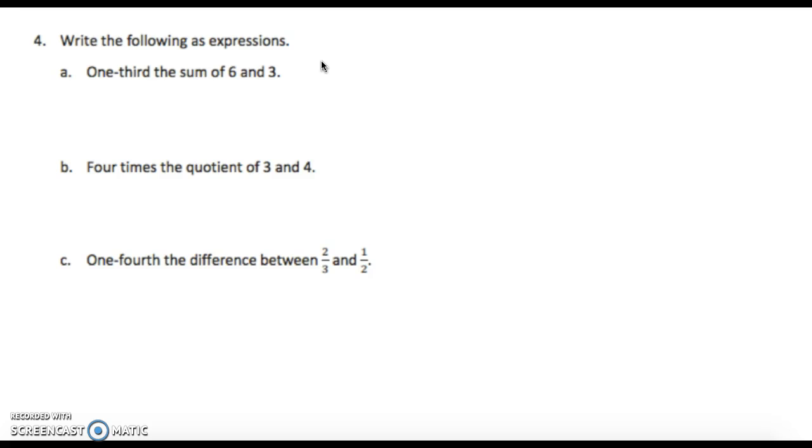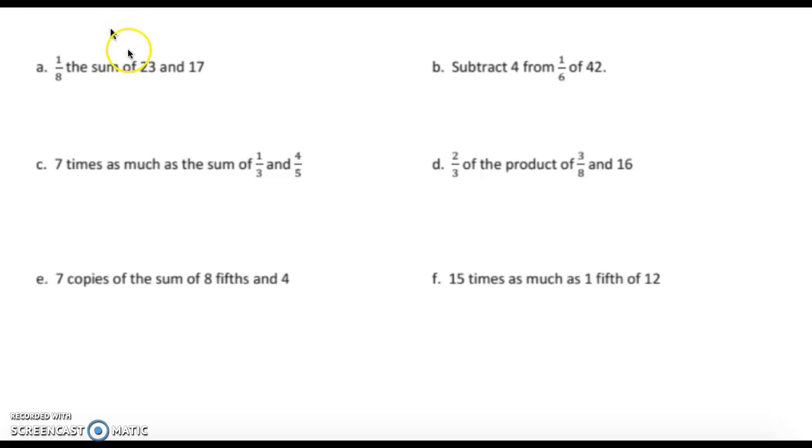In all of these, there happens to be more than one operation, or an operation more than once. In order to show what needs to be done first, you would use parentheses. So I'll read through these. 1/3 of the sum of 6 and 3, 4 times the quotient of 3 and 4, 1/4 the difference between 2/3 and 1/2. I know for a lot of people, knowing what some of these words, sum, quotient, difference, mean can be really difficult. So I wanted to start by reviewing those.